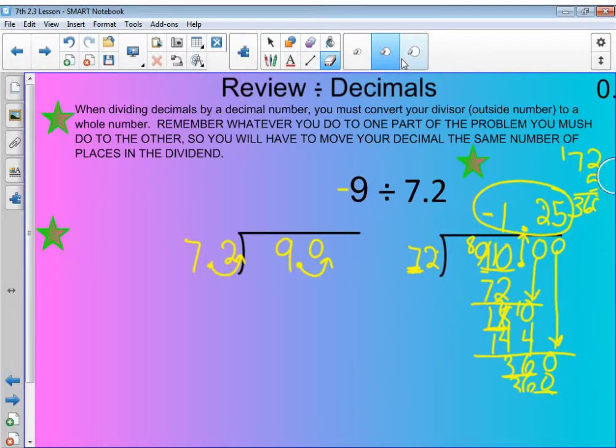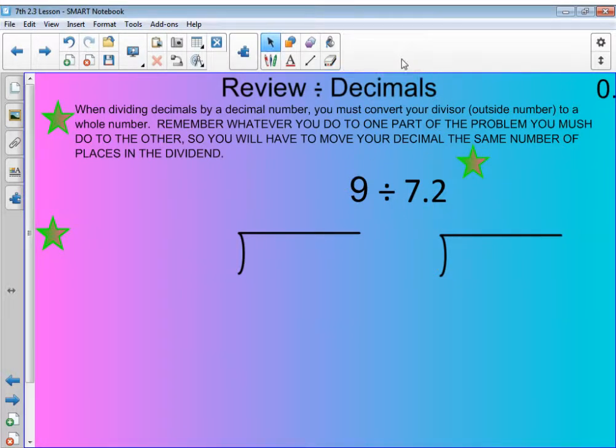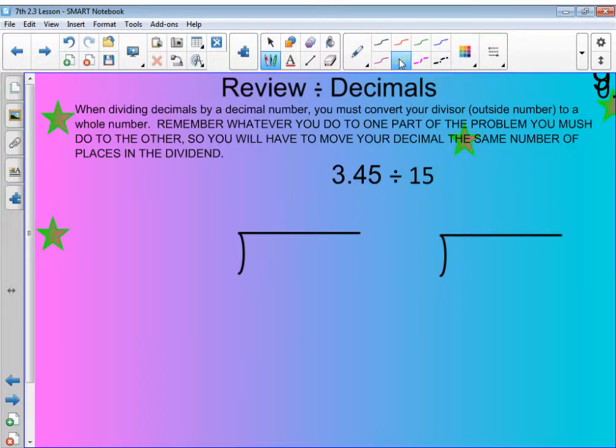Okay, so let's do another one here. Okay, so we've got 3.45 divided by 0.15, I should say. Okay, that's what it originally looks like. So if we move 2 places to make it a whole number, it becomes 15. Whatever we did on the outside, we have to do to the inside, so 345.